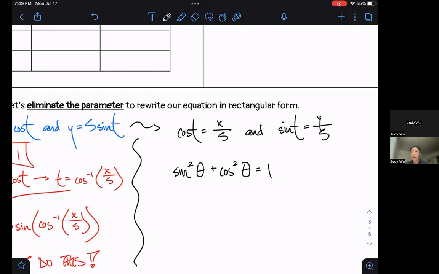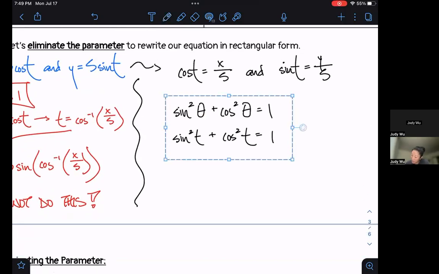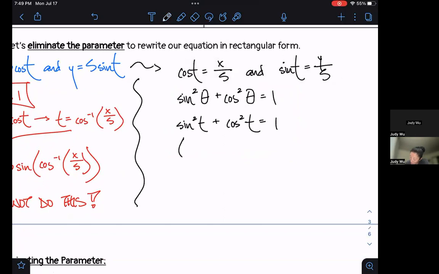Yeah, and that came from the Pythagorean identity, but just for the unit circle, right? Well, it turns out if I change my thetas to t's, it's still true, okay? And we might remember that sine squared is really sine t squared, and cosine squared t is really cosine t squared equals 1. And now check out what we're going to do.